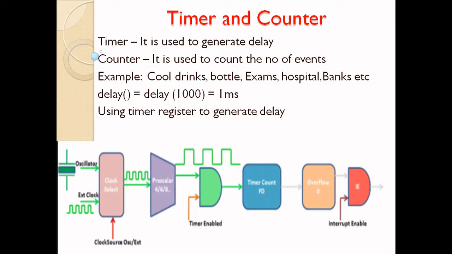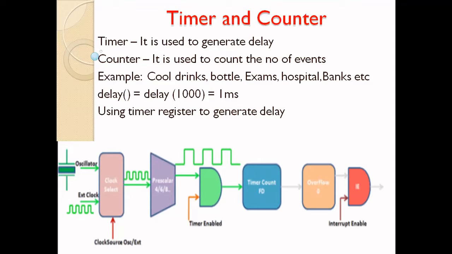Next one is hospitals. Hospital means how many patients are coming. That is called a counter. Next, if you take one example, person X, how much time is taken for one person? That is for the timer. Okay.